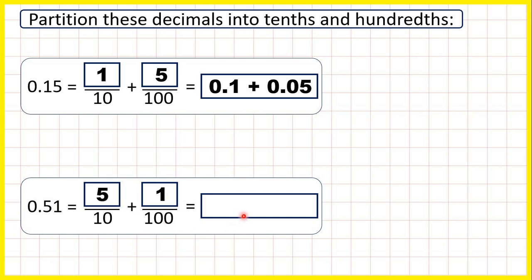We can also show the partition in decimal form. 0.5 is 5/10 because the first digit after the decimal point is the tenths digit, and 0.01 is 1/100th because the second digit after the decimal point is the hundredths digit.